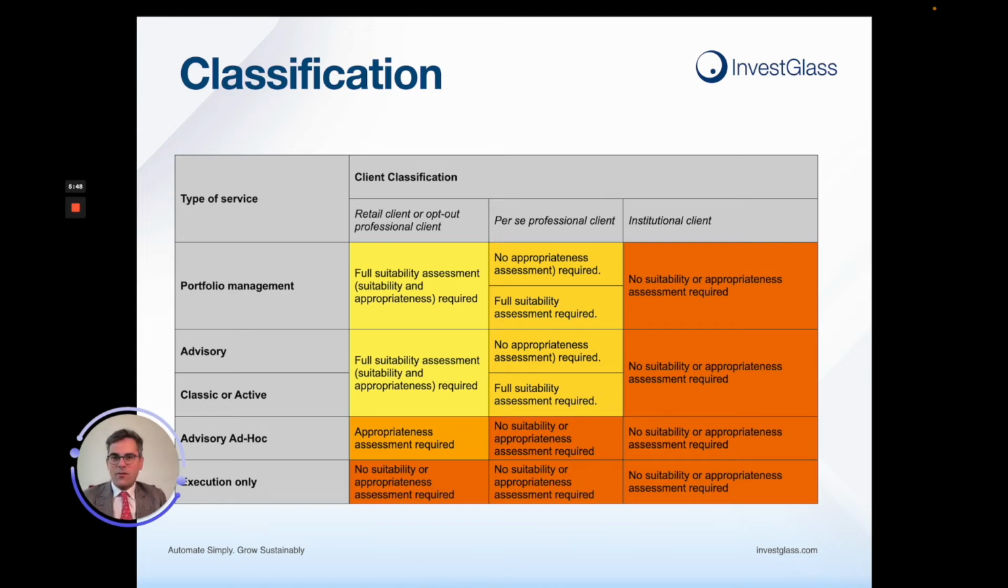Well, first in MiFID, you know that that's not the case. You need to record some key elements of this solicitation, even if the actual suitability and appropriateness report is not needed. What you see here in this classification and this matrix is actually what is used in InvestGlass to generate the different types of flags that we'll see later on.